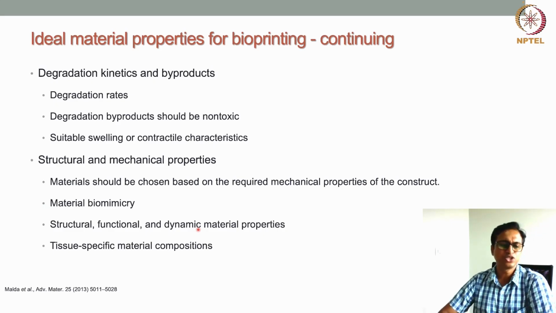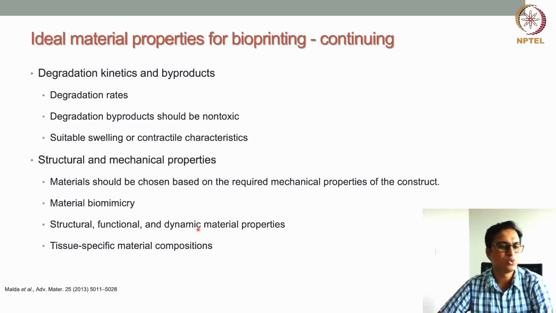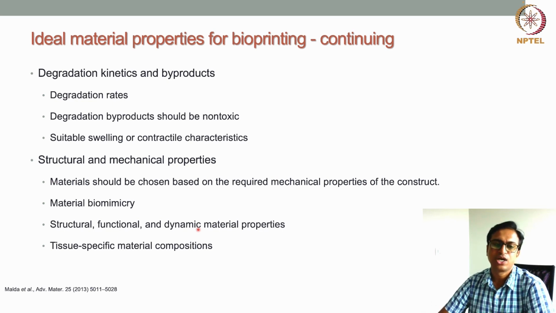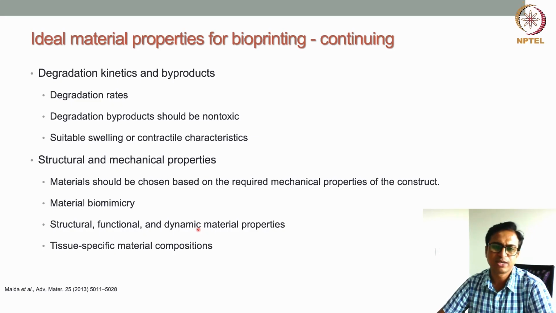And then the other thing is tissue-specific material composition, because each tissue has its own composition, right? So we need to understand the composition of the particular tissue. Accordingly, for bioink development, we need to employ certain materials so that they can match that particular tissue composition. Right? So these are the ideal material properties for bioprinting that we need to consider before actually going for a particular type of bioprinting. We need to understand all these properties.